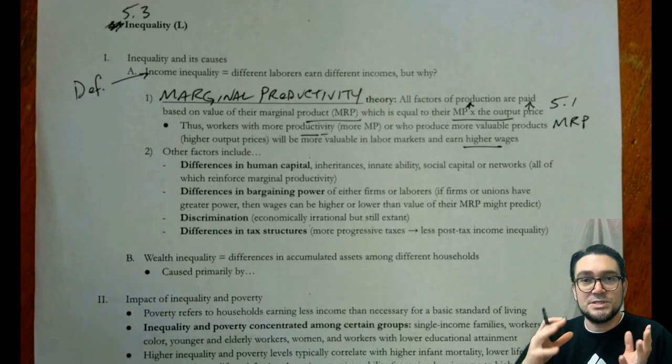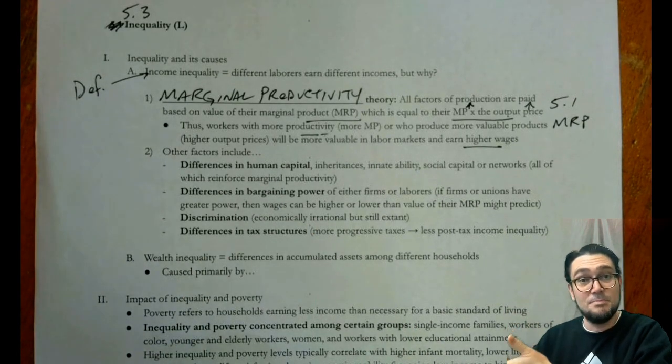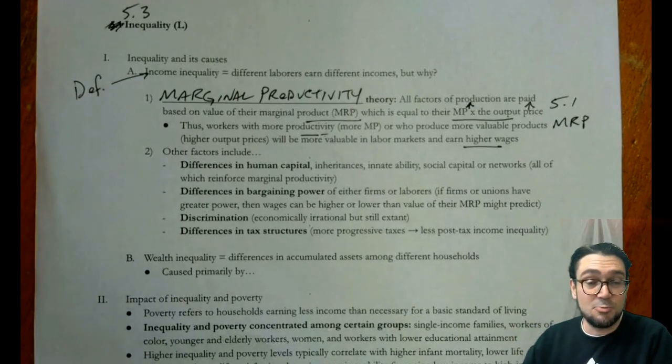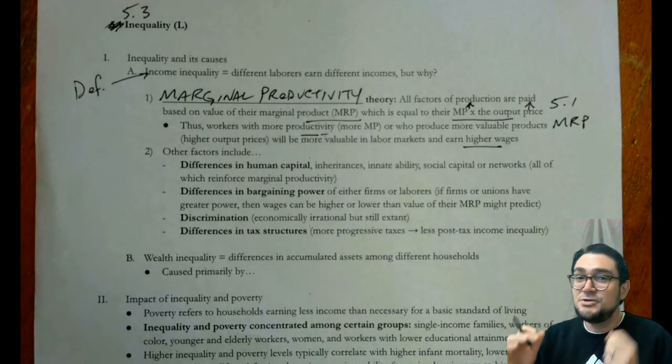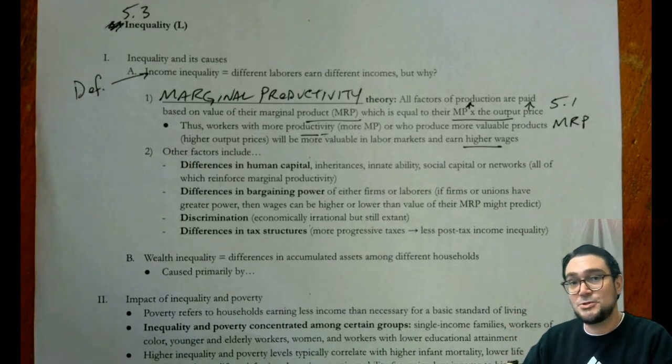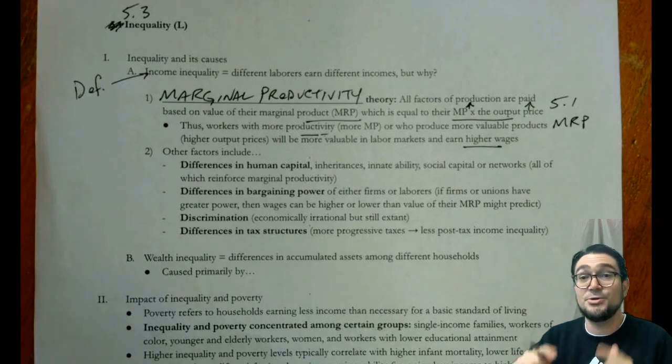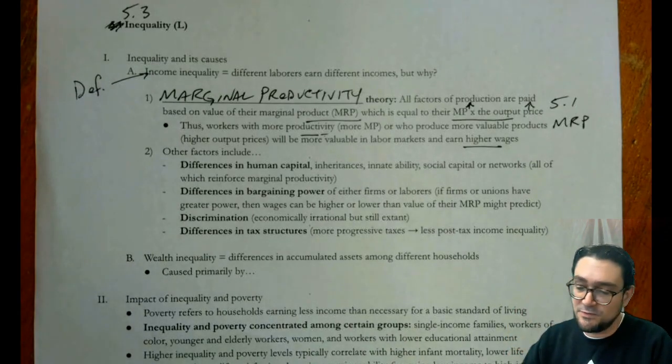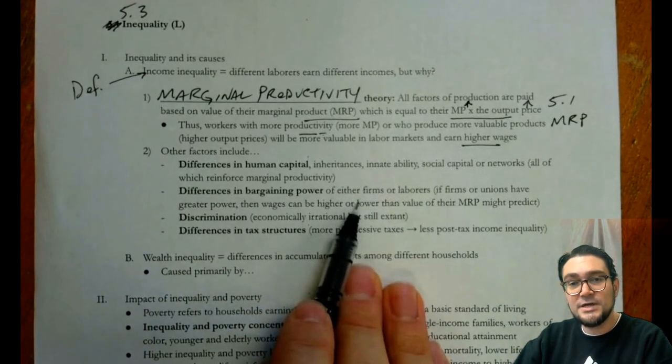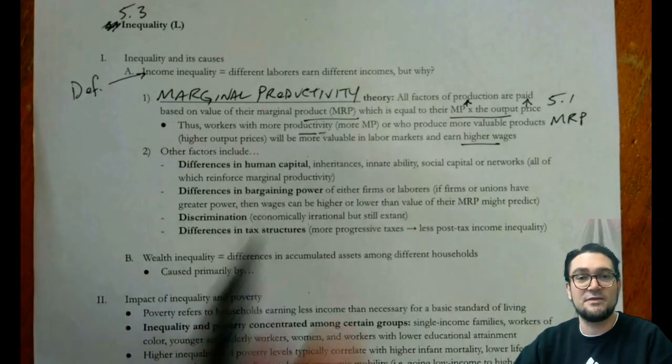Well, the reason that the person who has more innate ability is paid more is because they're producing something that's more valuable, right? It's because they're more productive. Just the fact that they are more able to produce doesn't necessarily make them actually more valuable. It's the fact that they do produce more that makes them more valuable. Differences in bargaining power is an outside factor, outside of marginal productivity.